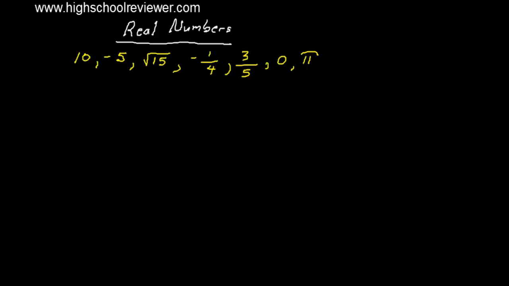But the real numbers are divided into two. The first type of real numbers is the irrational numbers. Let's write irrational; these are irrational numbers. What are examples of irrational numbers?